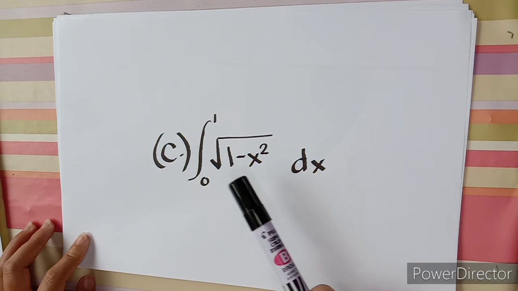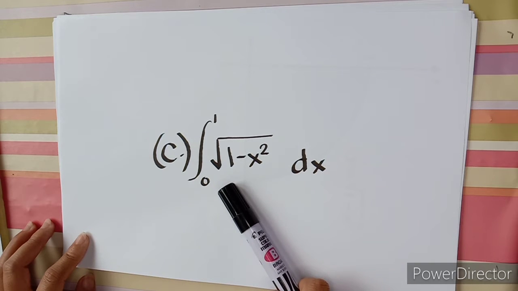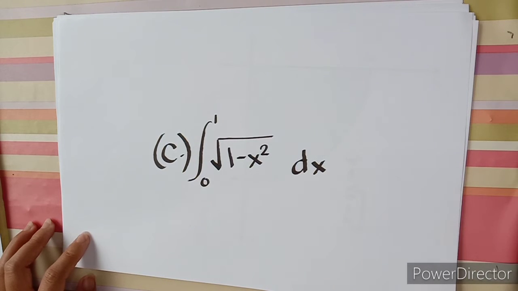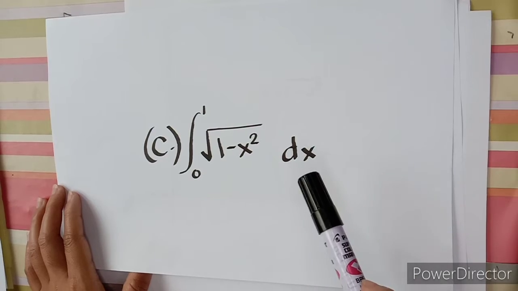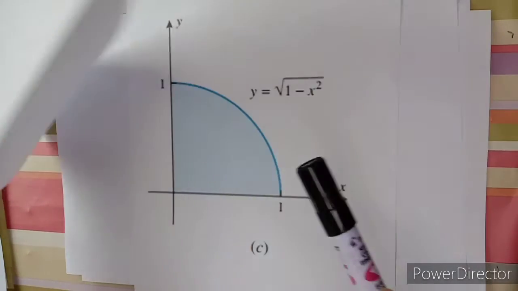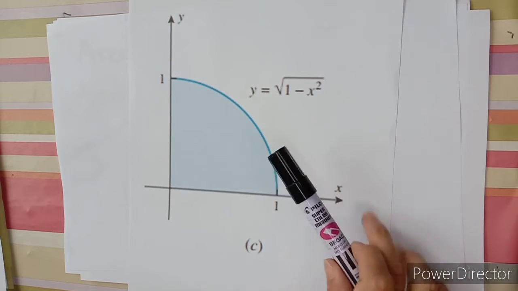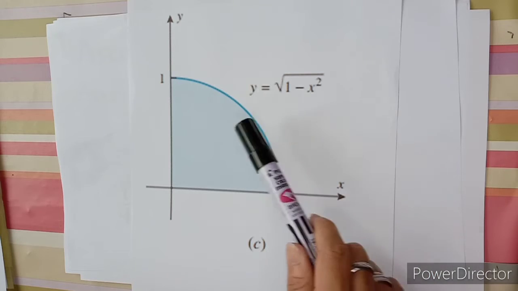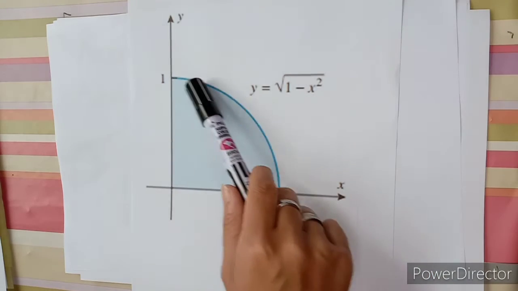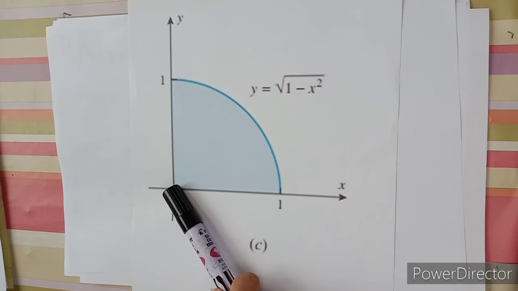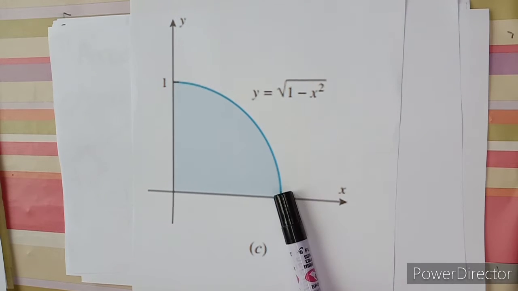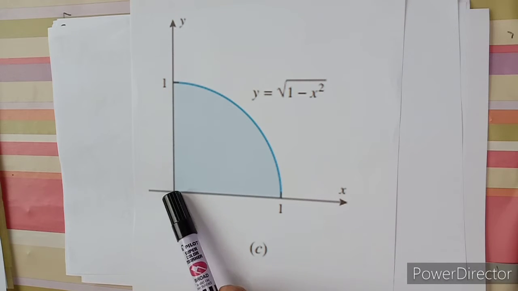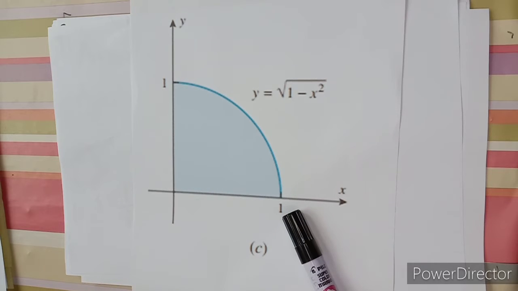So it is clear that our graph is a circle because of the presence of this one. So the graph of this function is this one. The graph of y is equal to the square root of 1 minus x squared is the upper semicircle of radius 1 centered at the origin. So the region is the right quarter circle extending from x is equal to 0 to x is equal to 1.